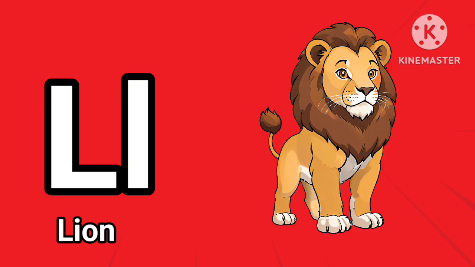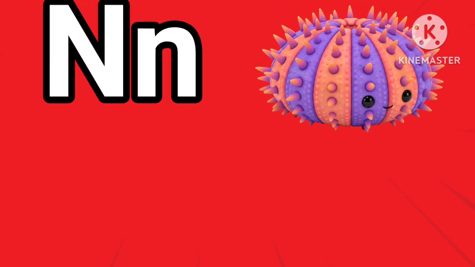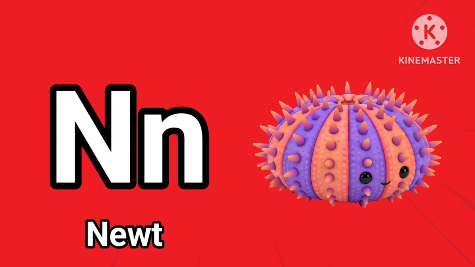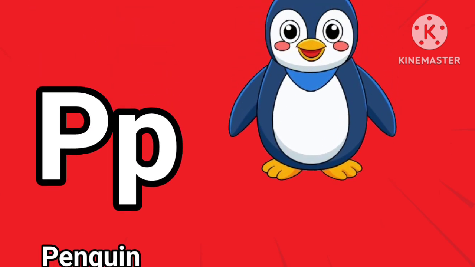L is for lion, M is for monkey, N is for newt, O is for owl, P is for penguin, p.